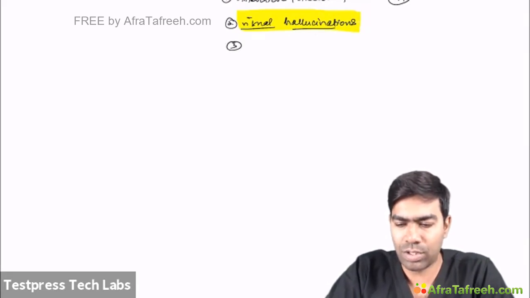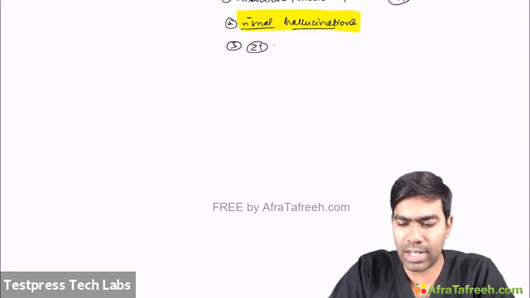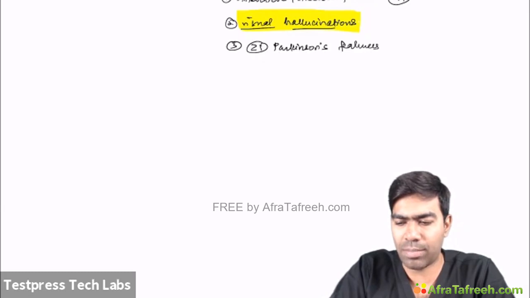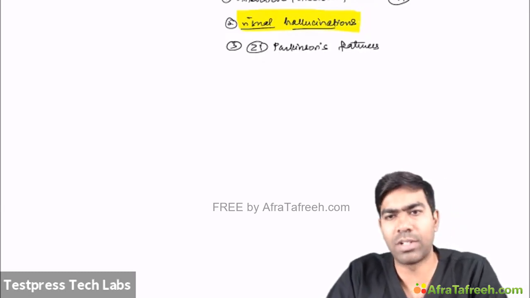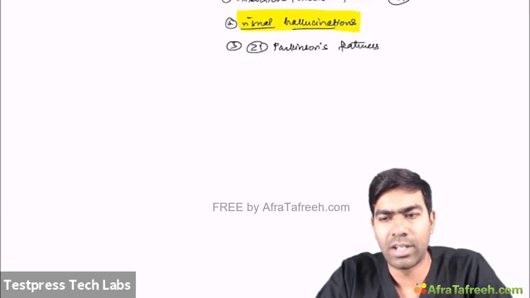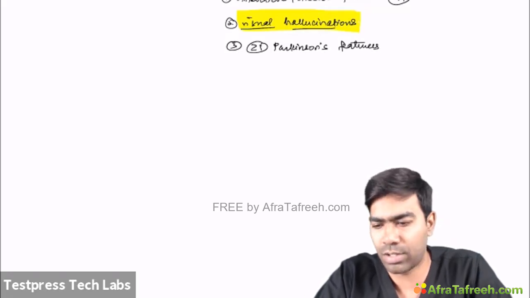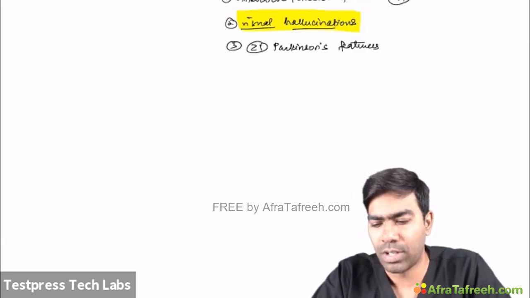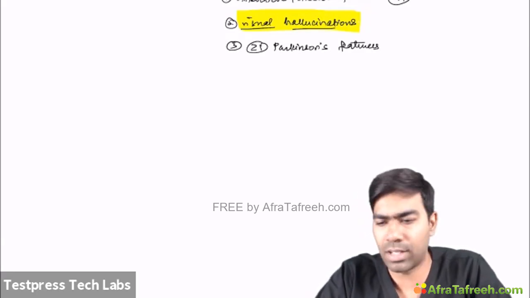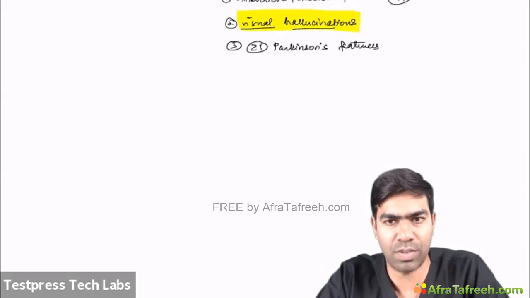And of course, at least one of the Parkinson's clinical features will be there. You know what the Parkinson's features are? You have tremors, akinesia, rigidity, and postural dysfunction. We'll be discussing that in some time. So one of the Parkinson disease features will be there, like bradykinesia, tremors, or rigidity. At least one Parkinson feature will be there.